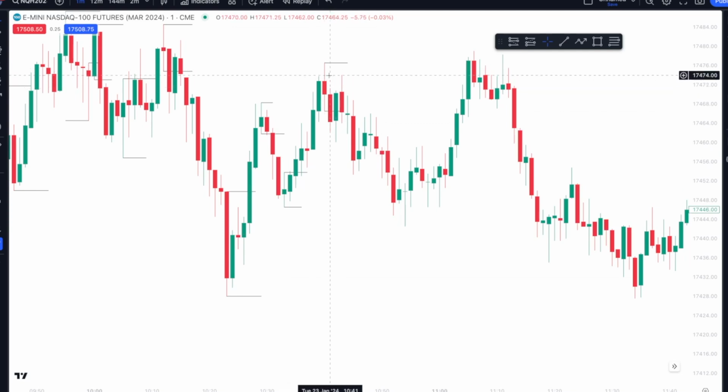So now we are only looking for a low. Coming down, no low established, so no high can be established. We come down, no low established, no high can be established. We come down, we put in our lowest point, and we finally close above it. Now this is a low. And now we are looking for a high.